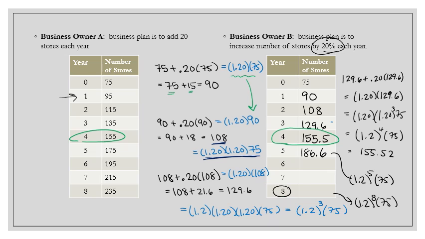So this is 322.5 stores, whereas her counterpart only has 235 stores. So she's ahead by 87 stores. So she's doing much better by year 8. Okay, let's look at these two on a graph.